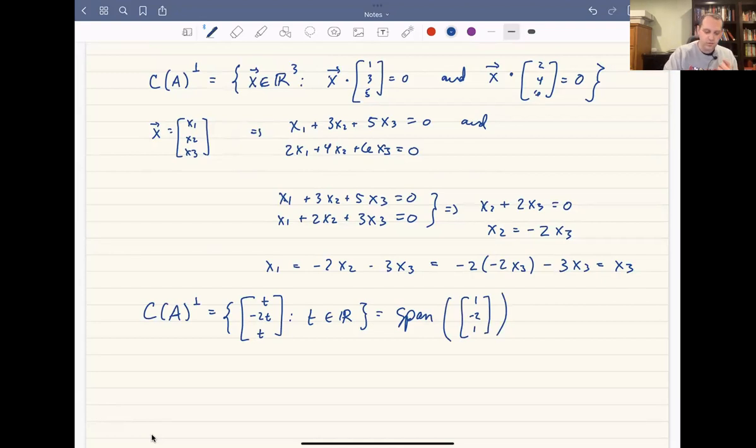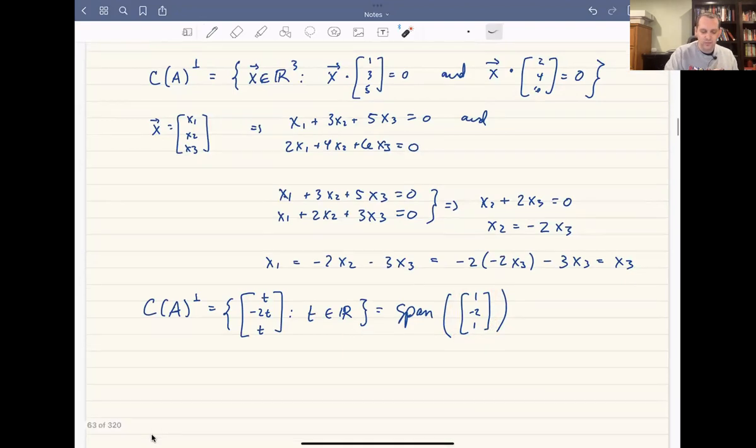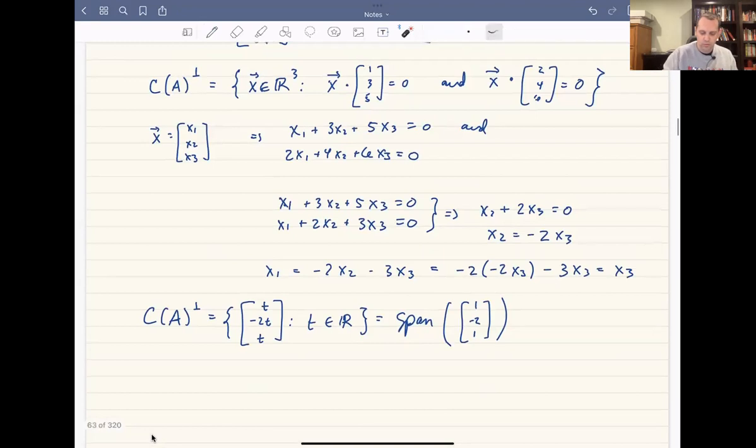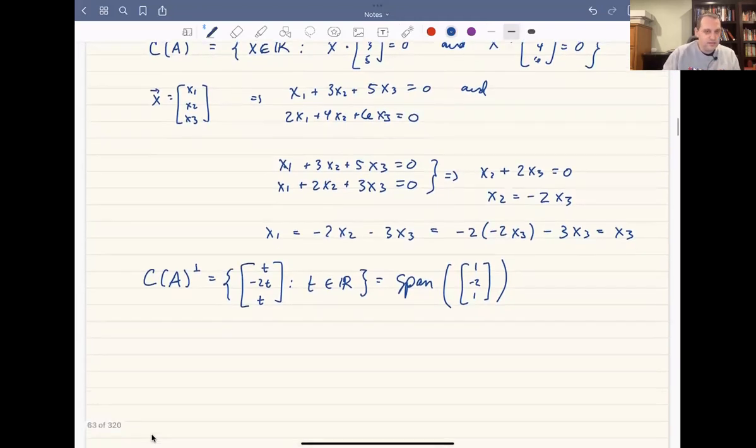And if you actually compute 1, negative 2, 1 dotted with 1, 3, 5, you get 0. And if you compute 1, negative 2, 1 dotted with 2, 4, 6, you also get 0. So these really are orthogonal to each other. And so that's the orthogonal complement. Now, on the one hand, that's kind of the end of the story.